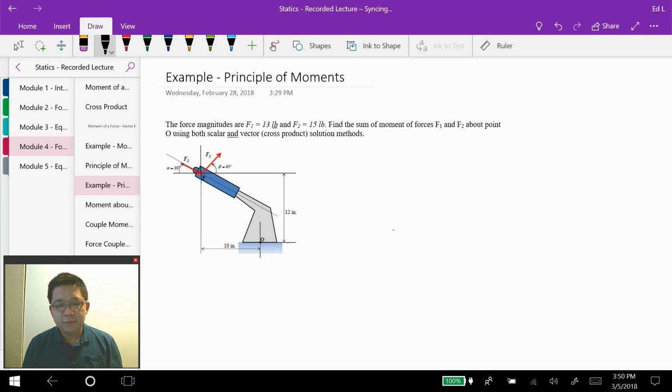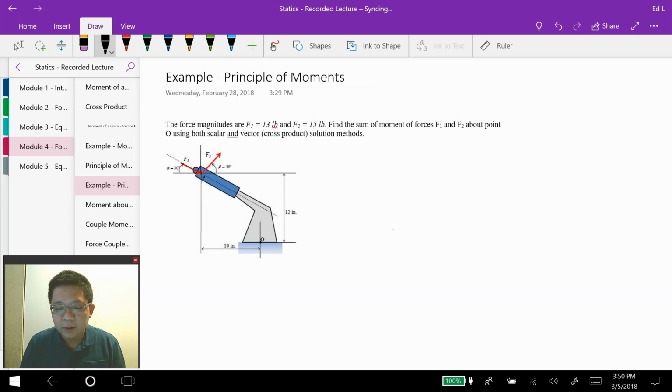Hi everyone, today we are going to discuss one example problem on how to use the principle of moments to calculate moment of forces about a point. This example problem is similar to the one that we discussed in module 2, which is the handbrake problem. Let's read the problem together.